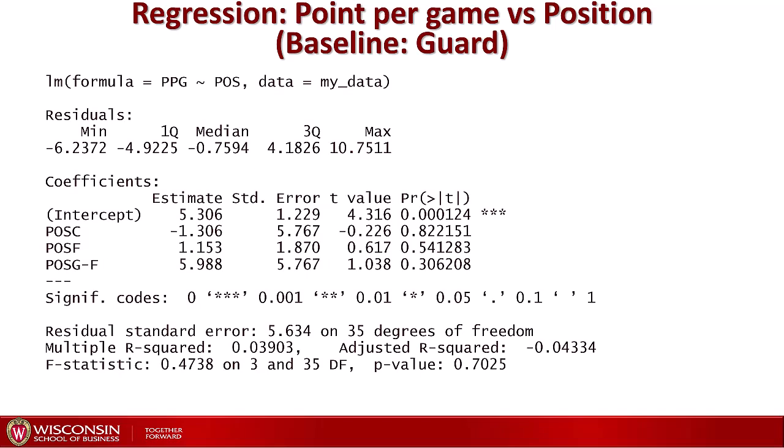5.3 points per game. Now, relative to that, if you are a center, apparently on average you score 1.3 points less than the average of a guard. If you are a forward, you score 1.15 points more on average than a guard. And if you are a hybrid guard and forward, then you score 5.98, so almost 6 points per game on average more than a guard in the dataset.